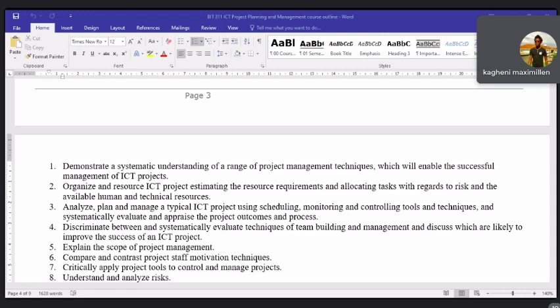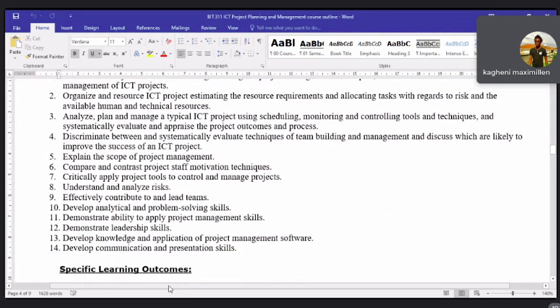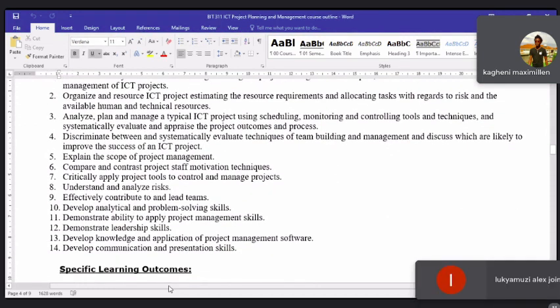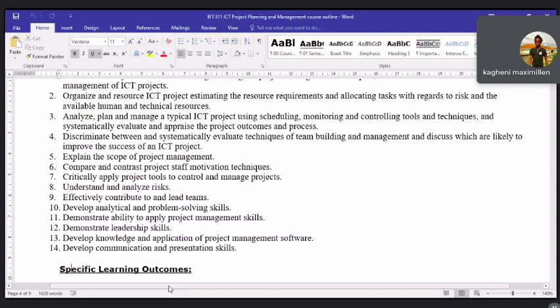Be able to explain the scope of project management, compare and contrast project staff motivation techniques, we shall look at motivation techniques, critically apply project tools to control and manage projects, understand and analyze risks. That will be covered. Effectively contribute to and lead teams. By the end of this, you should be able to effectively contribute to and lead teams.